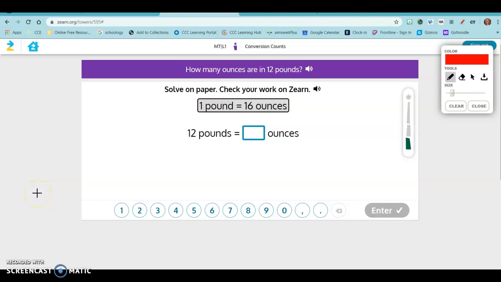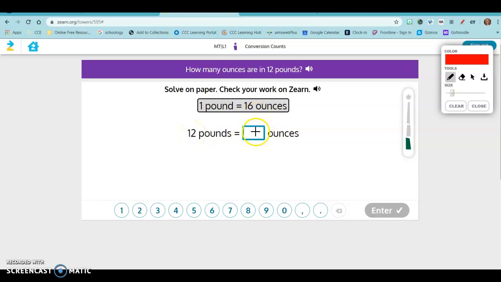Okay, I'm going to show you this second one and hopefully it will help you with all the other ones. So we're going back to conversions like we did earlier in the year. They're giving you the information that 1 pound is equal to 16 ounces. So then they're going to give you more than 1 pound. So now you're working with 12 pounds.